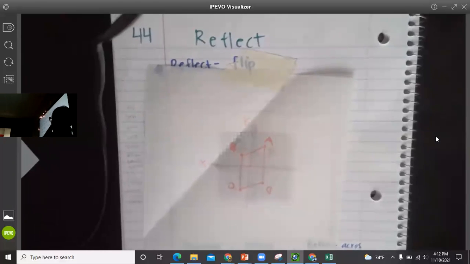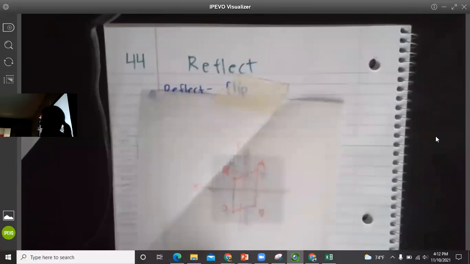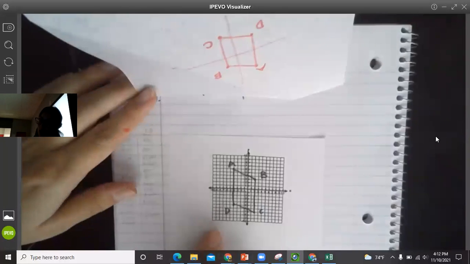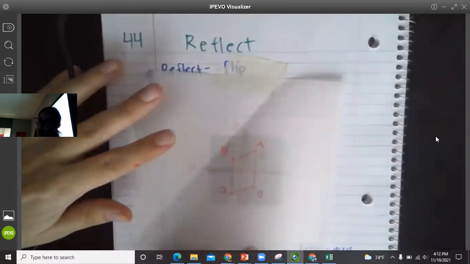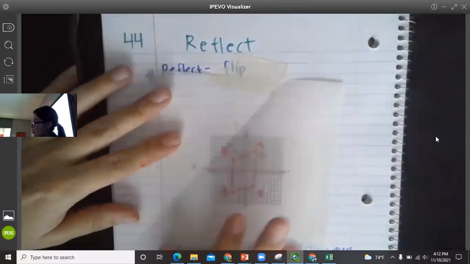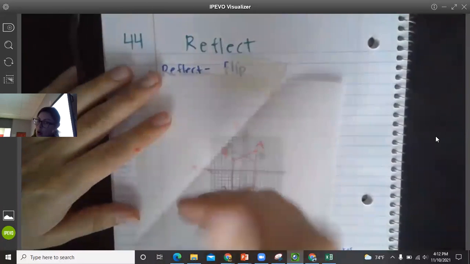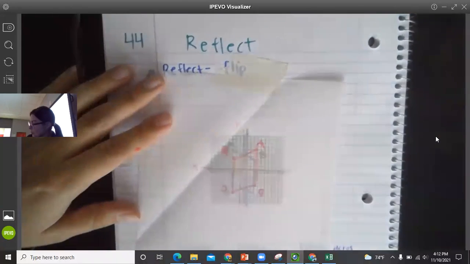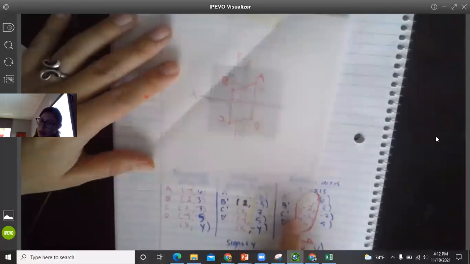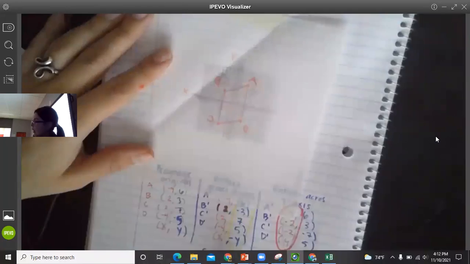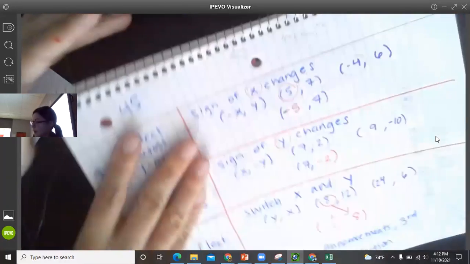All right, this is page 44. I had given everybody a graph paper. I had you trace it, and then I had you reflect it across the Y or across the X. And then we wrote down the coordinate points. And now I'm going to have you copy 45.